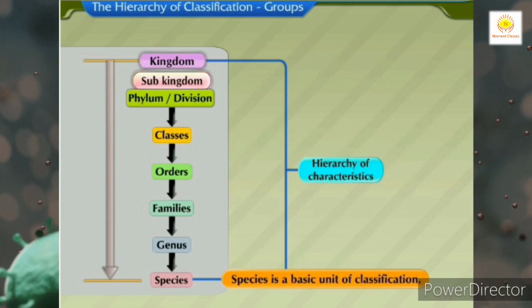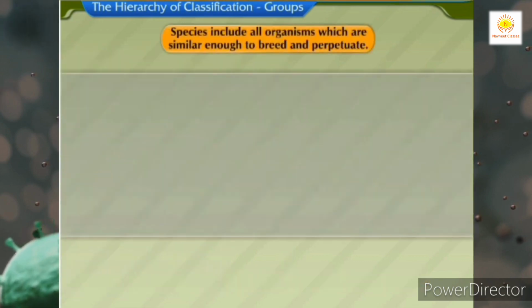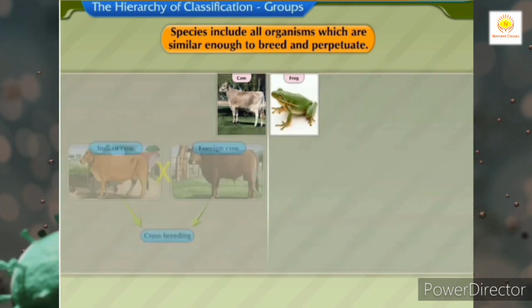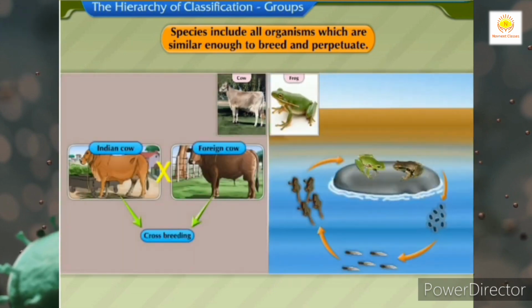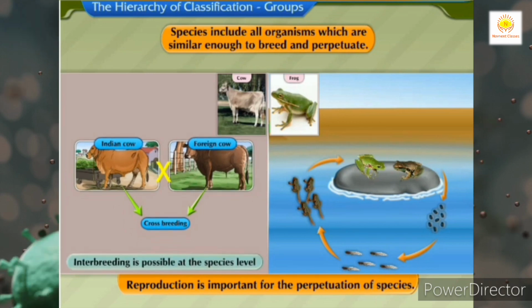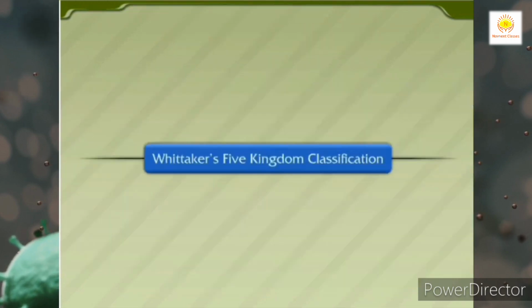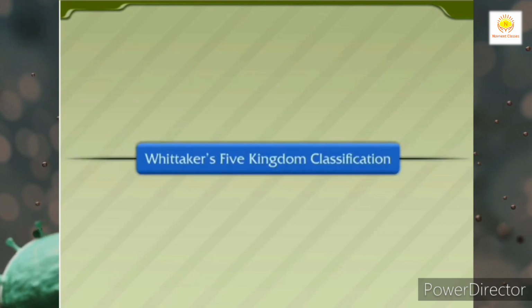Species is a basic unit of classification. It includes all organisms which are similar enough to breed and perpetuate. The reproduction is important for perpetuation of species. The interbreeding is possible at the species level. Whittaker's 5-kingdom classification.